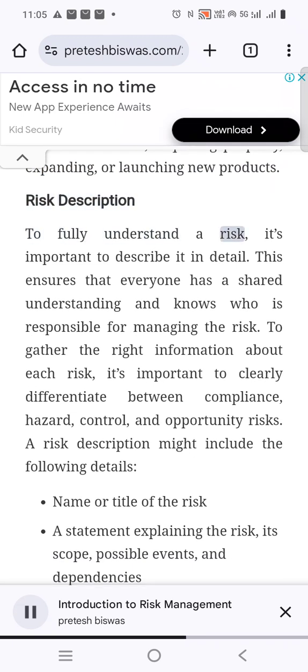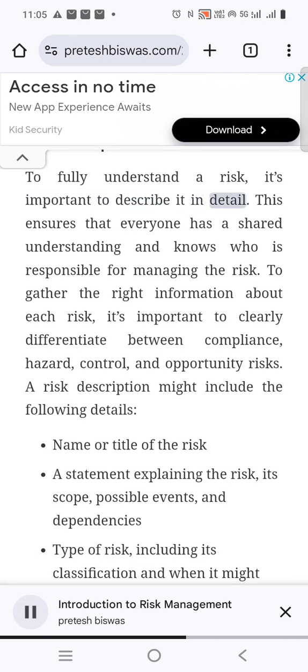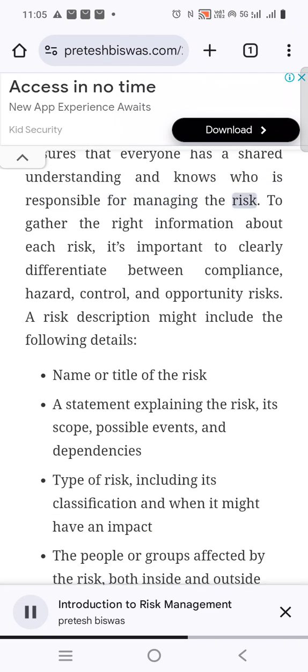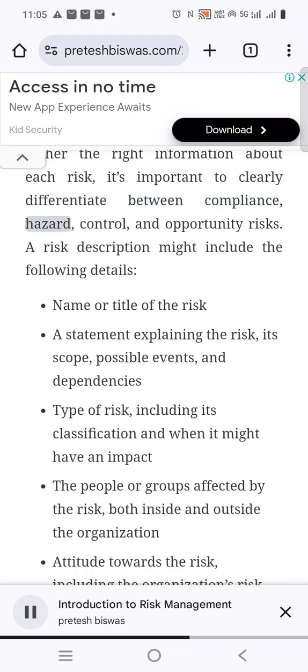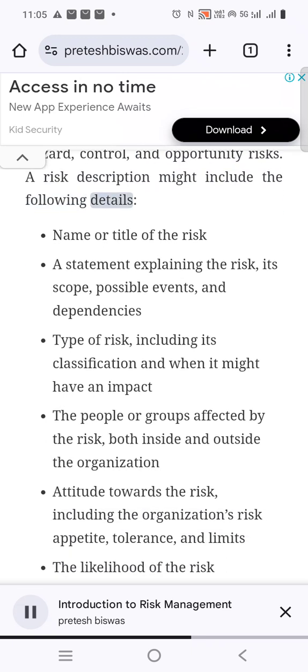Risk description. To fully understand a risk, it's important to describe it in detail. This ensures that everyone has a shared understanding and knows who is responsible for managing the risk. To gather the right information about each risk, it's important to clearly differentiate between compliance, hazard, control, and opportunity risks. A risk description might include the following details.